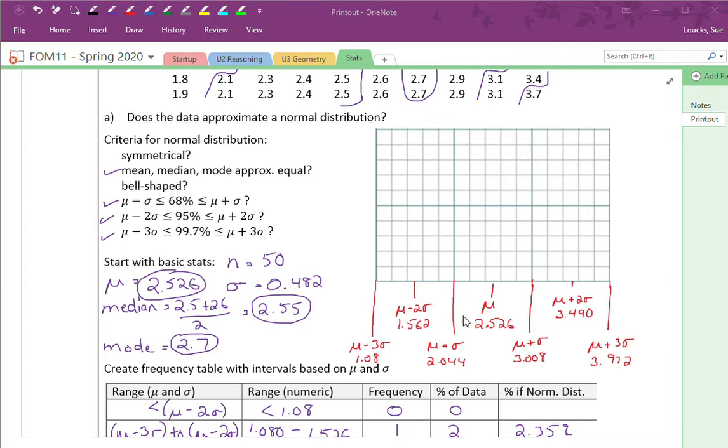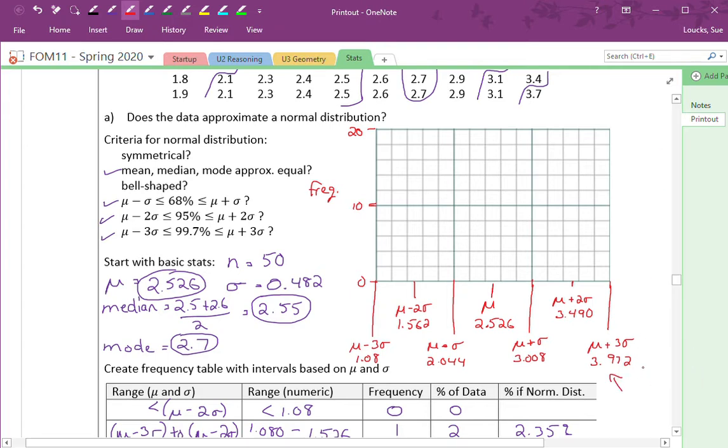And our frequency, the highest frequency we have is 18, so we're going to make this graph go up to 20. So this is going to be 0, this is 10, this is 20. I need to write in that this is the frequency, and I have this written on mine along the side here, but I can't write sideways on this. So this is longevity in years.